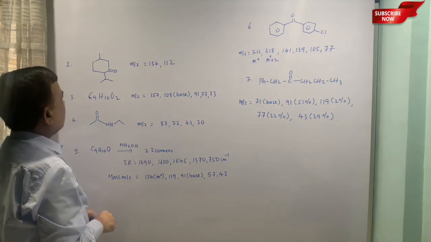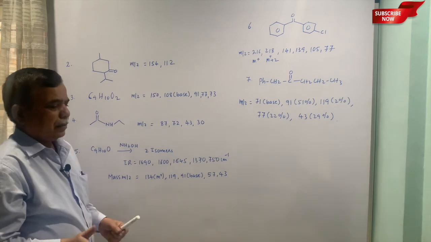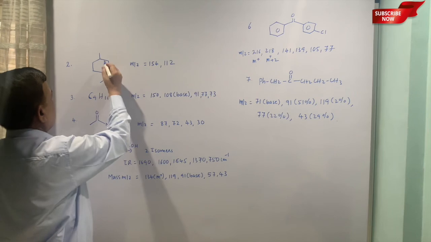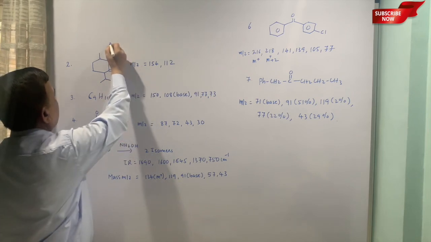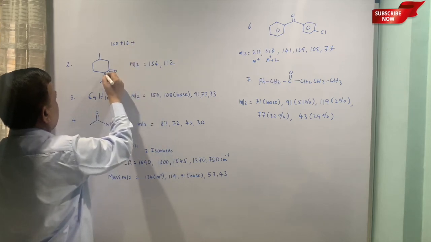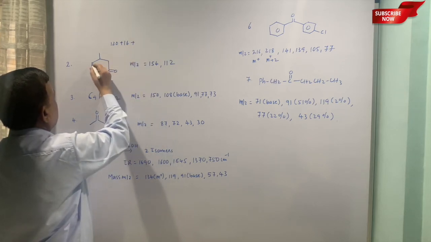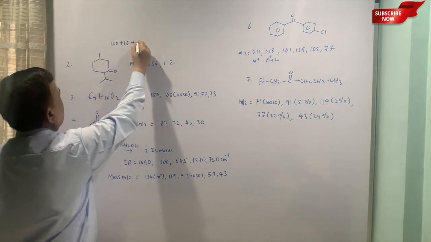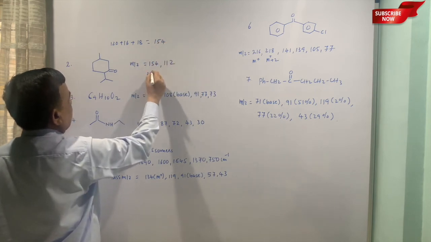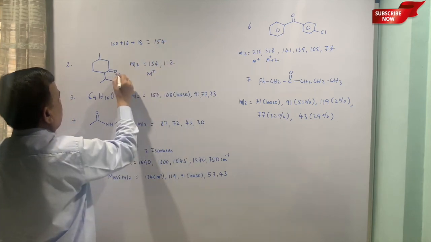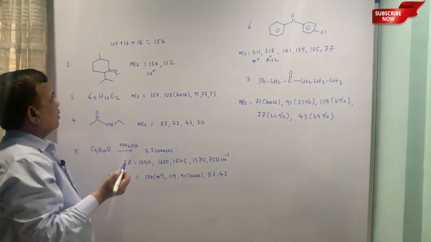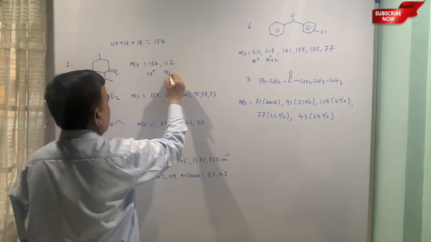The second example, 154 looks like M plus, but we can check 6, 7, 8, 9, 10, 120 plus 16 plus hydrogen 6, 7, 8, 8 and 6, 14, 15 and 18. So 154, this is M plus. So you can simply show it by putting radical cation on oxygen. So and 112, this looks like McLafferty.